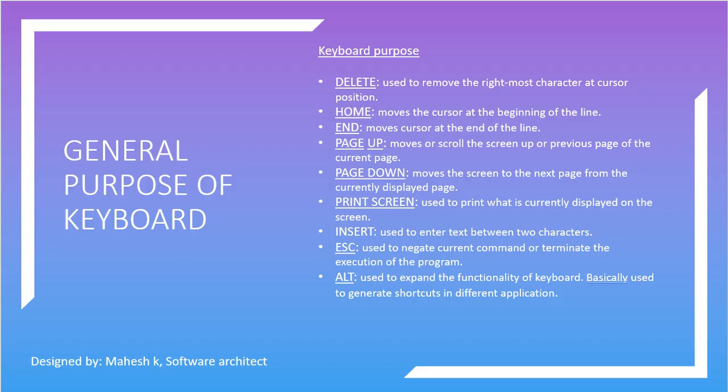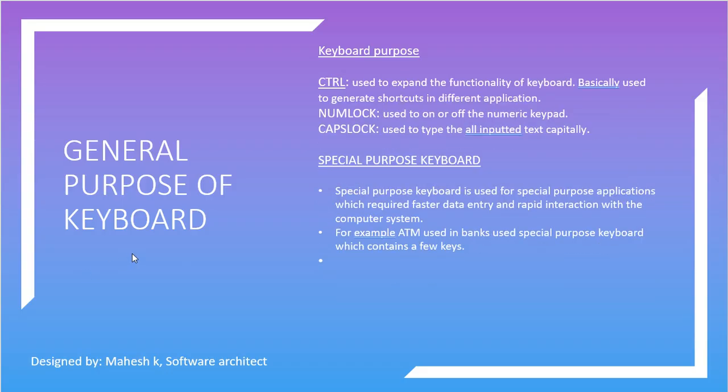Okay, the Control key is used to expand the functionality of the keyboard, basically used for general shortcuts in different applications. Numlock is used to turn the numeric keypad on or off. Caps lock is used to type all input text in capitals.